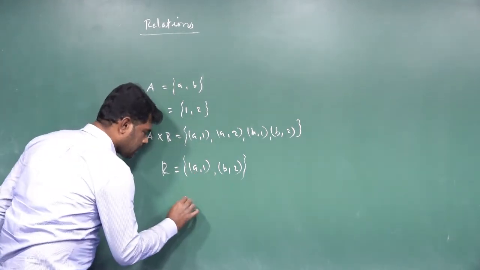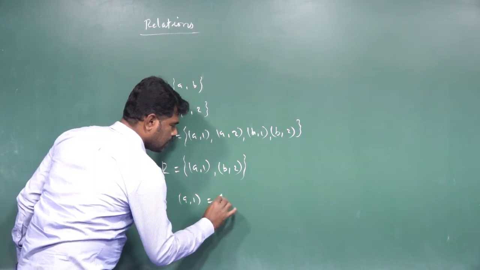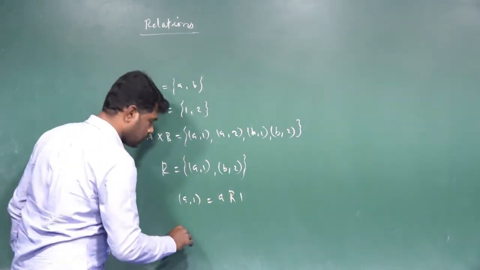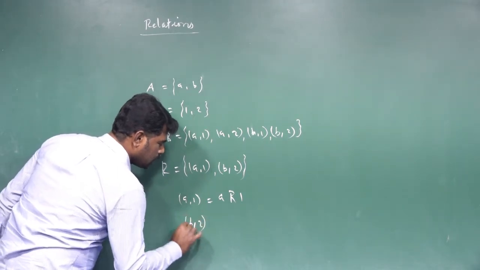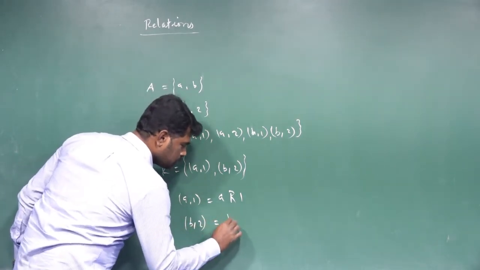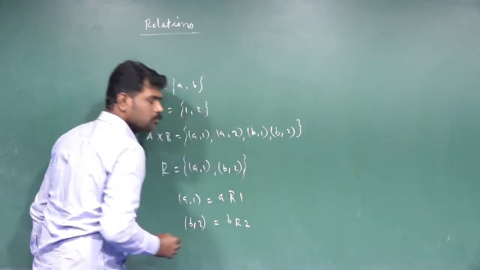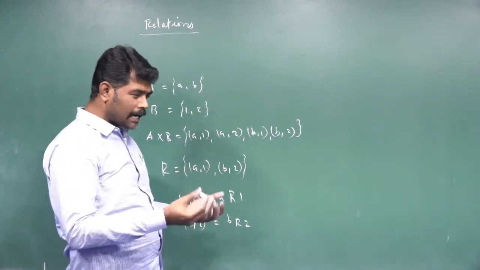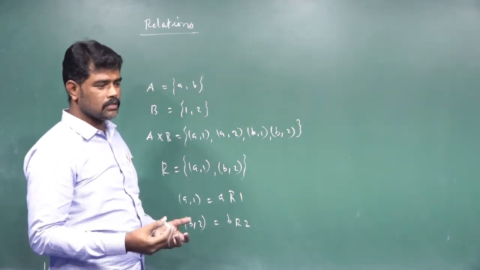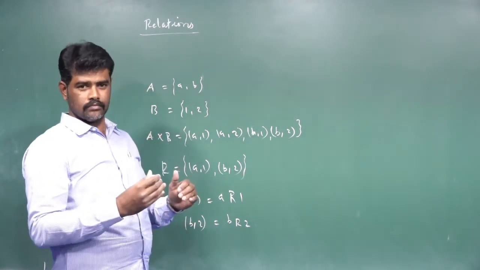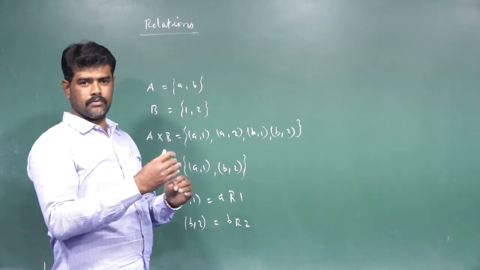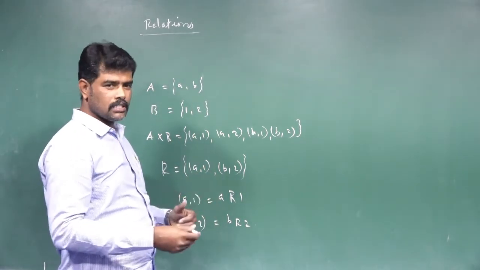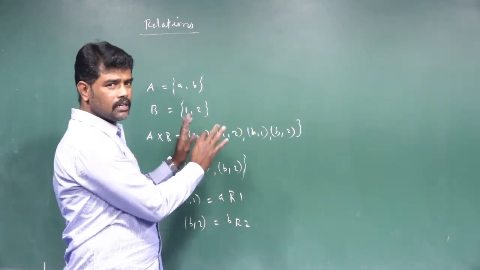What is the meaning of (a,1)? a is related with 1. The next relation, (b,2), is read as b is related with 2. And in day-to-day life, how do we use relationships? Like father and son, a family relationship. Like that, here we are going to discuss this topic, relation.